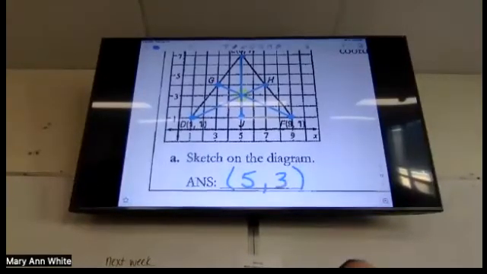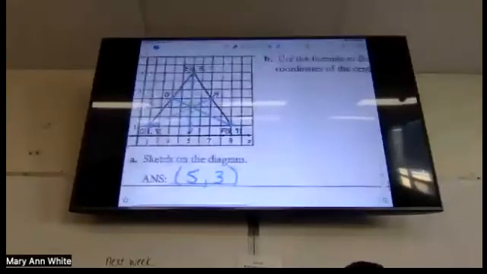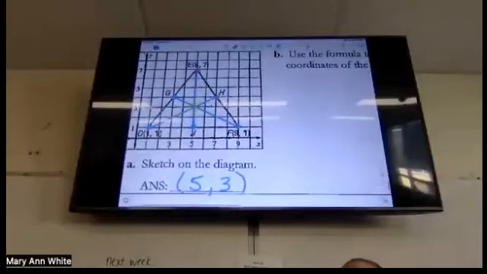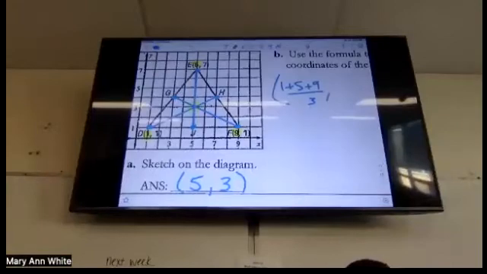5, 3, good. Now I'm going to prove using algebra that we'll get the exact same answer using our formula. As Lila brought up, it's a lot like the midpoint formula. So I'm going to take all my x's. I'm going to do 1 plus 5 plus 9 divided by 3. And then I'm going to take all my y's. I'm going to do 1 plus 7 plus 1 divided by 3.